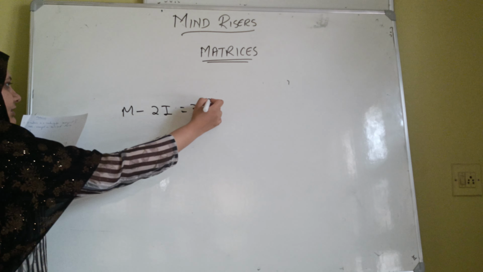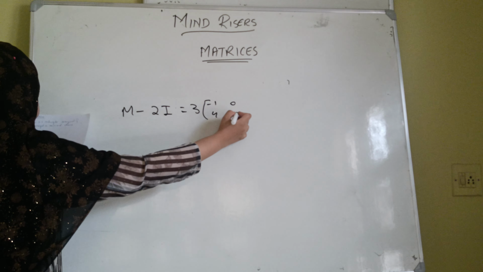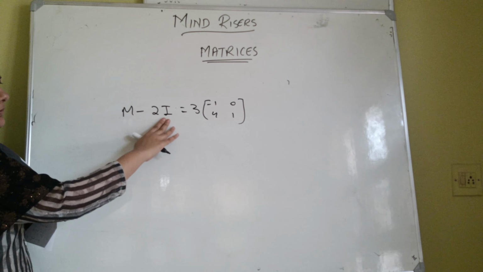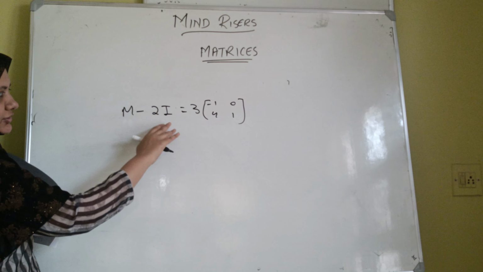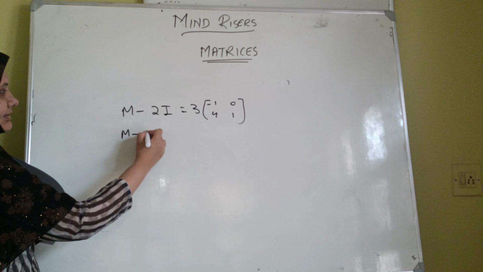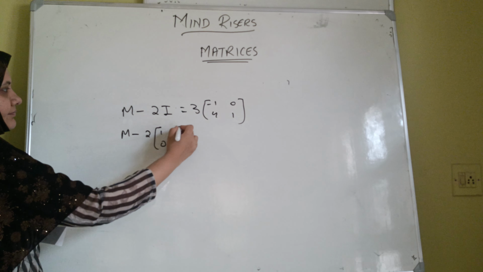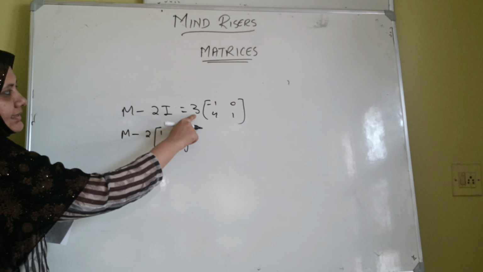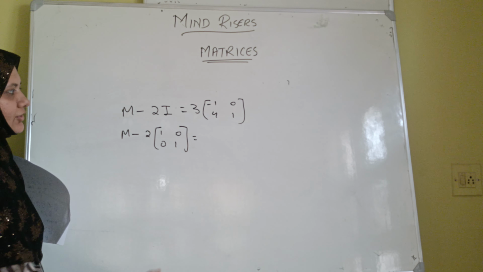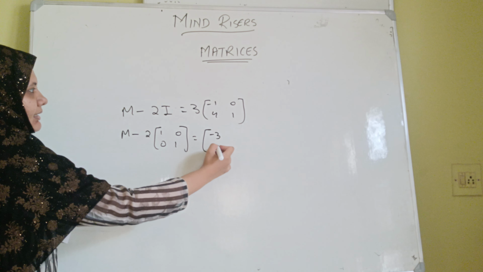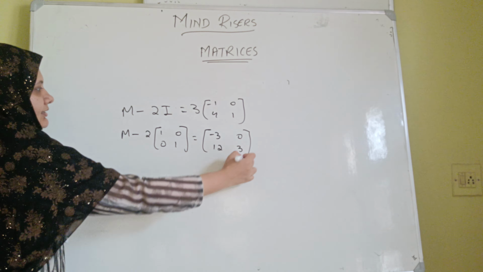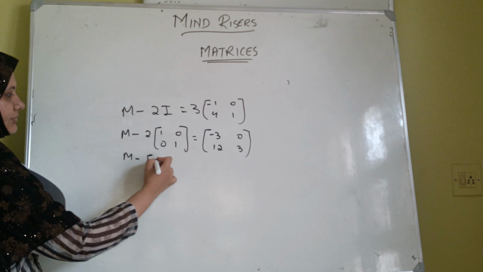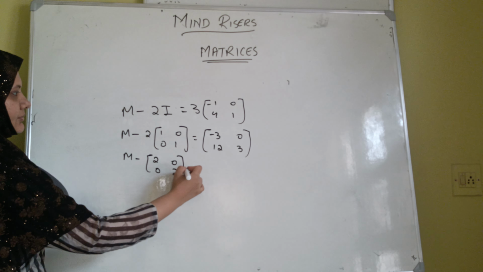Now in this particular question, it is given to find the matrix M when I is the unit matrix of the order 2 cross 2. So we have to write these numbers. When you are multiplying, if there is a number outside a matrix, that number multiplies with each element inside the matrix. So this will be -3, 12, 0 and 3. Alright, open this matrix also with this 2. So 2, 0, 0, 2.